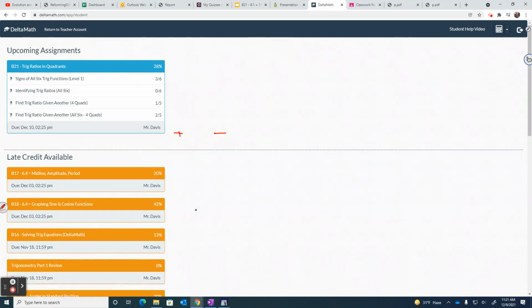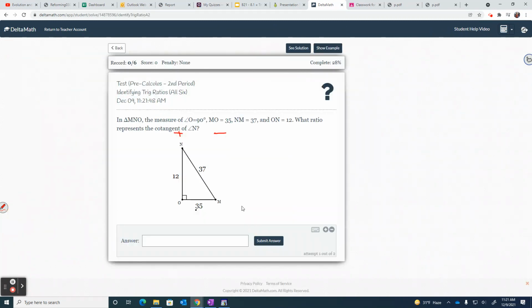Okay, next section. Again, you don't need to start on it yet. You'll have a lot of time to work on this. It is going to be similar to what we did last night, except you're just going to be picking out one of the trig ratios. And the triangle looks a little bit different. Here we have a right triangle labeled O, M, and N. We're given a bunch of information. All of this is just basically identifying the triangle.